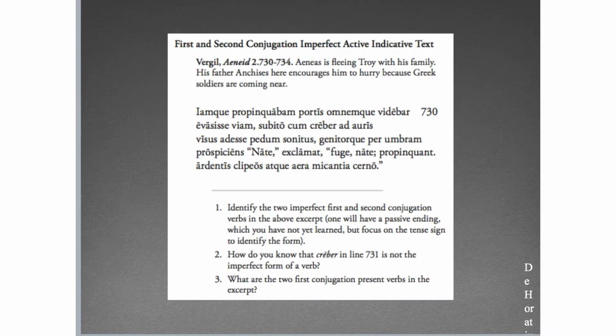All right, another imperfect. So identify the two imperfect first and second conjugation verbs in the above excerpt. I'll let you do that. I'll focus on number 2. So creber, right, kind of looks like a verb, kind of looks like an imperfect with that be, but again, this would have to be ba. There is no variation. It's always going to be ba. So creber cannot be an imperfect verb.